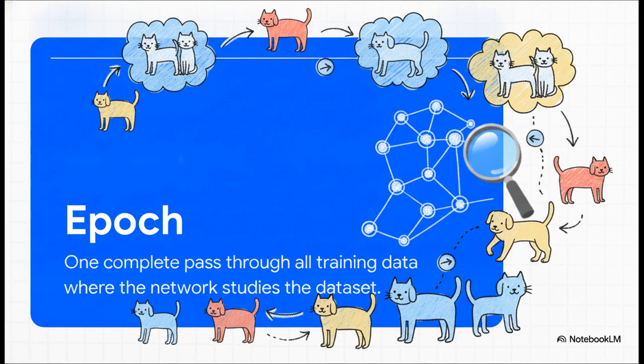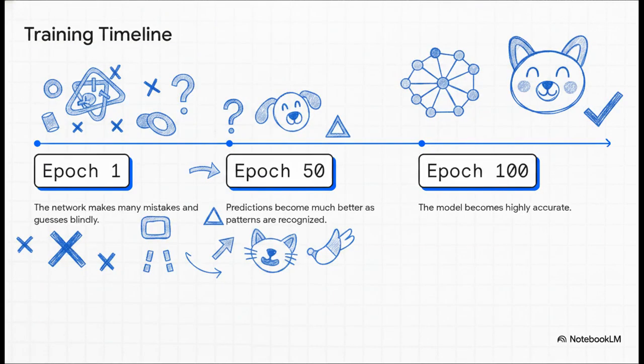To actually learn, the model has to process the data through forward propagation, calculate the loss, and backpropagate the errors across many, many epochs. You can literally track the intelligence of the network growing over time. At epoch 1, the weights are mostly random. The network is essentially guessing blindly and making tons of mistakes. By epoch 50, gradient descent has adjusted the weights significantly. Predictions get much better as the middle layers finally start recognizing things like ears and tails. And by epoch 100, the model becomes highly accurate, having truly learned the deep hidden relationships within the data.